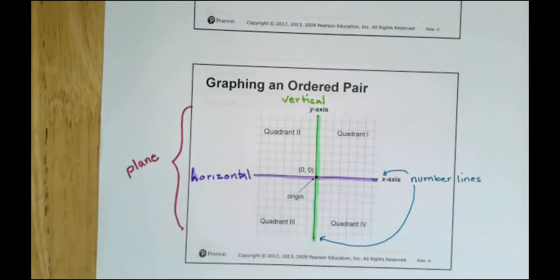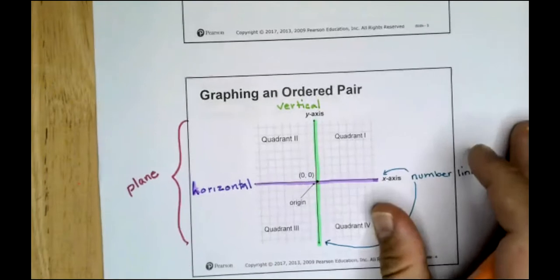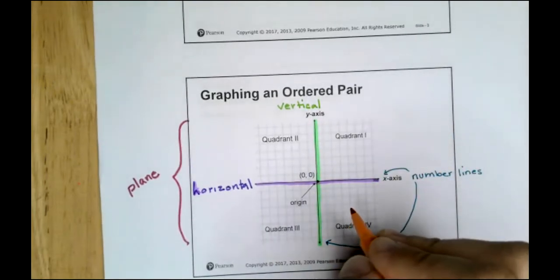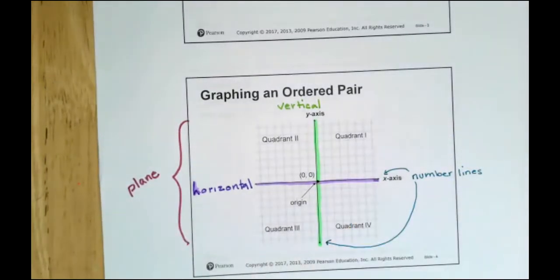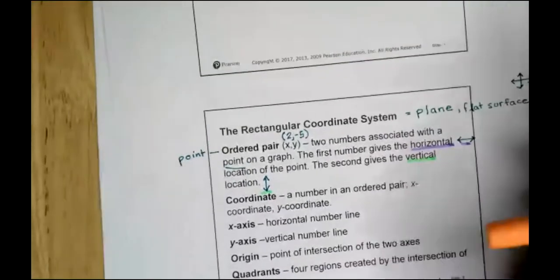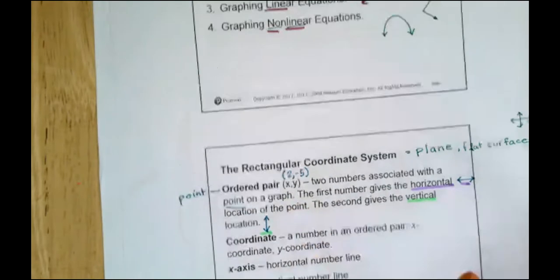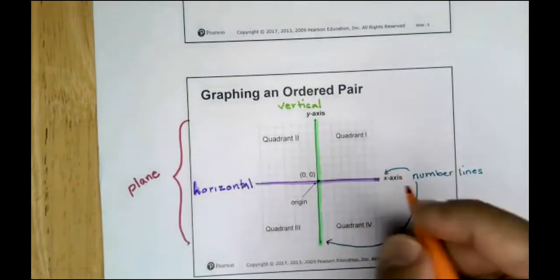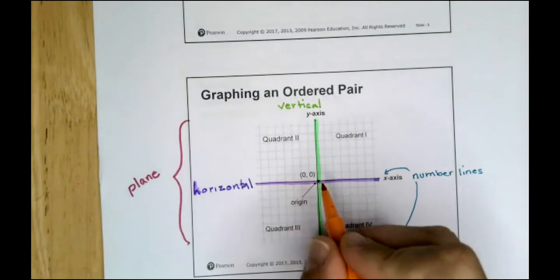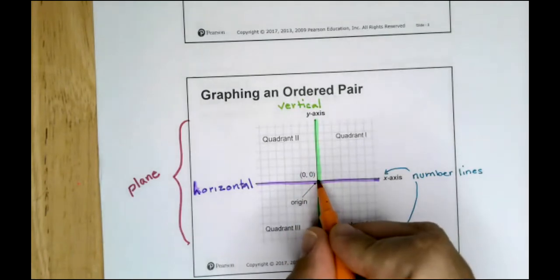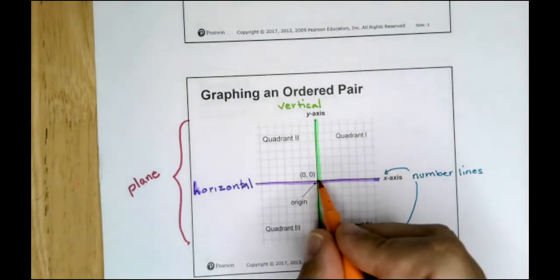I gave you the point (2, -5), right? Let's write it like this. Where would (2, -5) be? The first number gives us the horizontal location of the point. So if this is a number line and we know this is 0, 0, the origin of the number line, where would 2 be?